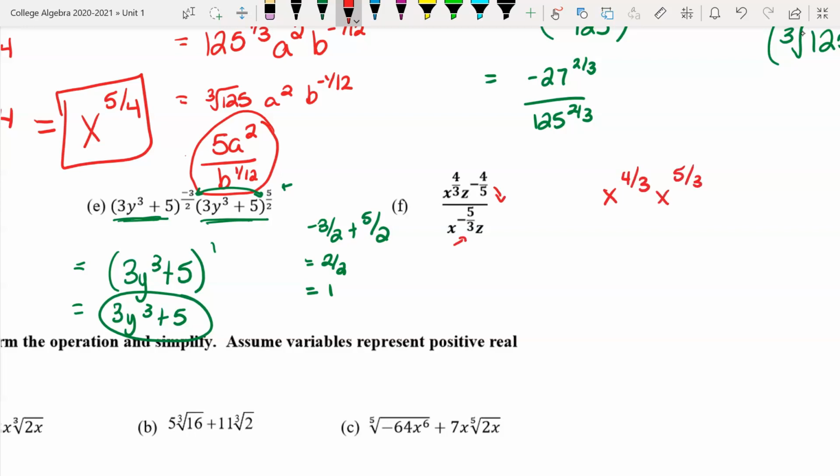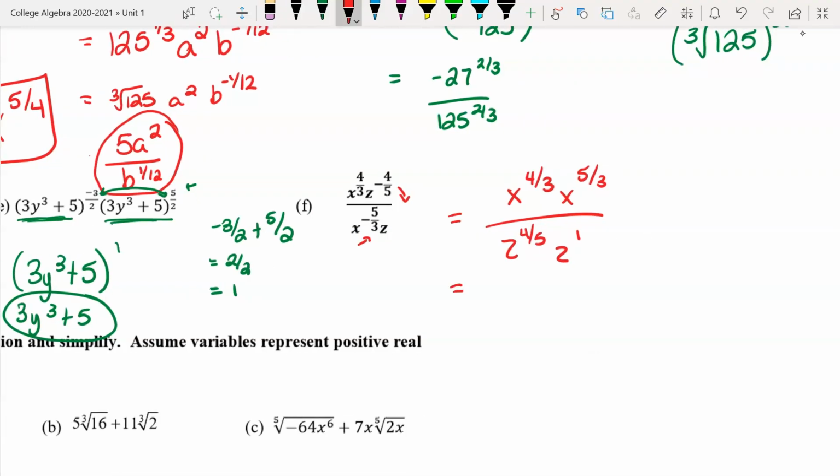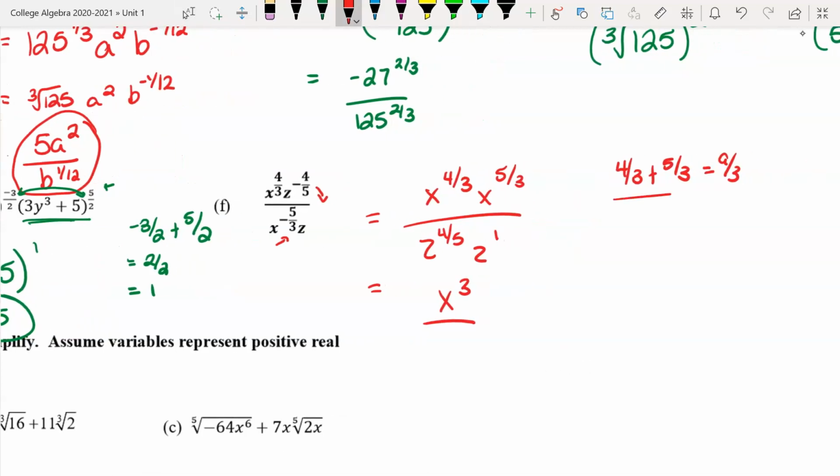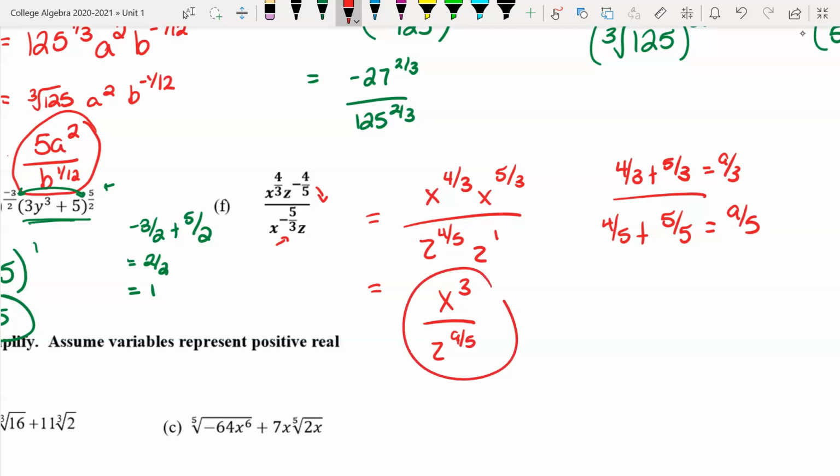X to the 5/3 is going to move to the top. Z to the 4/5 is going to move to the bottom. This is z to the first. But I want to convert that to a fraction that I can add. So on top, I'm going to do 4/3 plus 5/3 to get 9/3, which is 3. So I have x cubed. On the bottom, I have 4/5 plus 5/5, which is 9/5. So that's how I convert that to a fraction. And you can literally just write z to the 9/5.